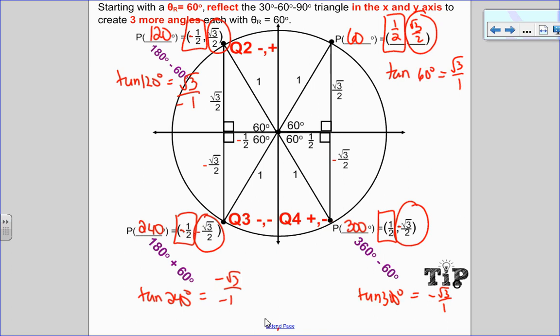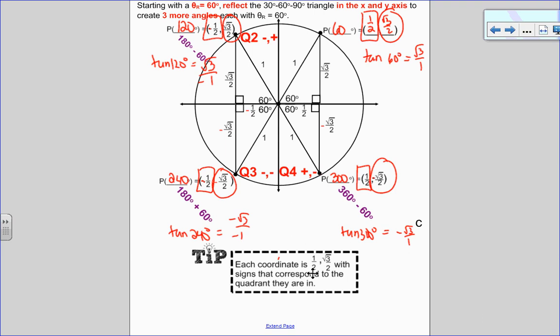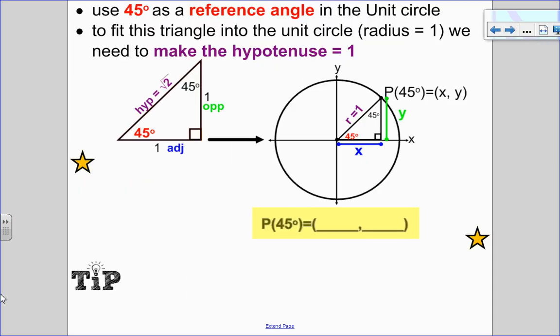Okay, so again, with 60 degrees, every one of the coordinates is a half and root 3 over 2, and you just place them in the quadrants with the correct signs. Okay, last one that we need to do is 45 degrees. So let's go to our 45 degree.